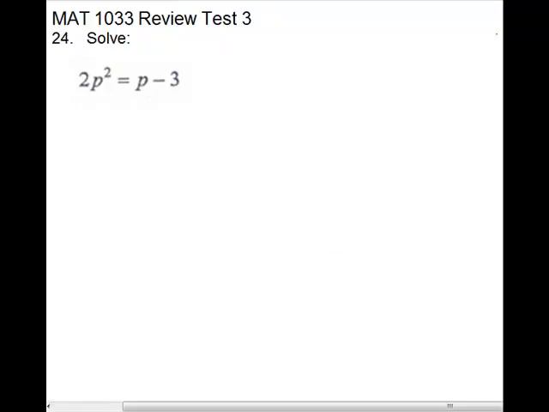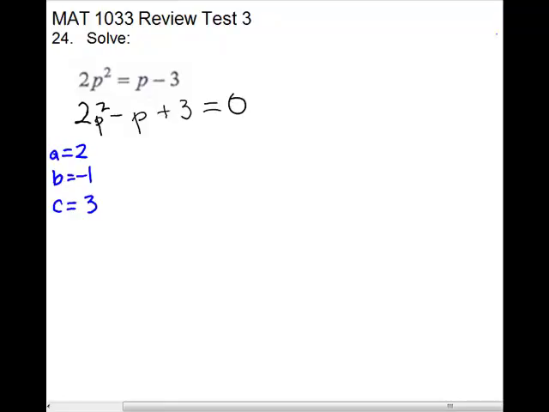Problem 24 is an equation, but it is not in standard form. So we will first change it to standard form, get a 0 on one side. So we'll keep the 2p squared. We'll subtract a p. We'll add a 3. And that will equal 0. And then we'll pick off our coefficients and use the quadratic formula. So our A is 2. Our B is -1. Our C is 3.